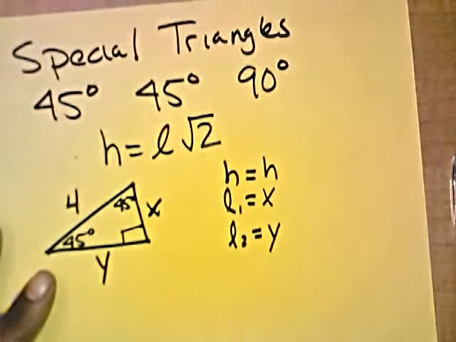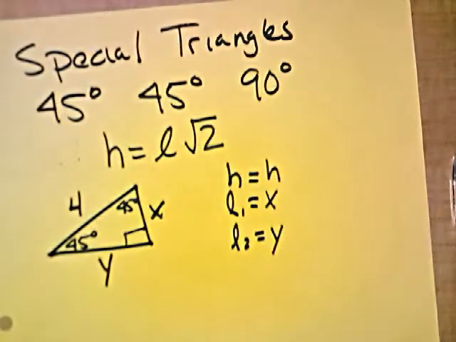Okay. We're talking about special triangles 45, 45, and 90. First, you have to be able to identify hypotenuses. So, on any given triangle, you need to be able to identify where the hypotenuse is.